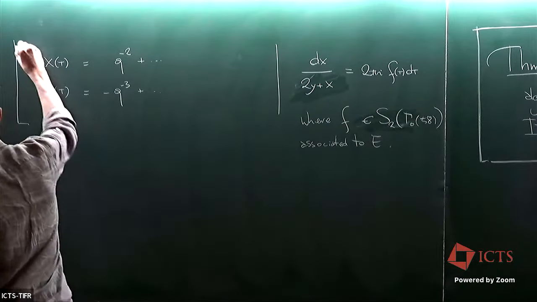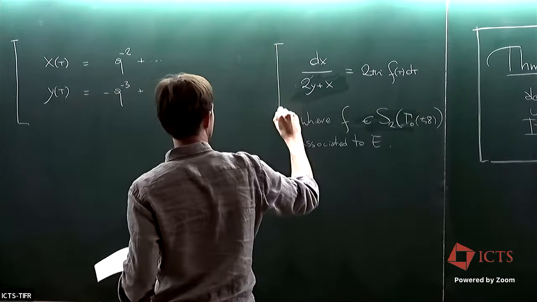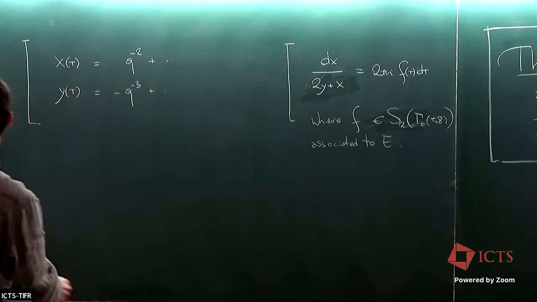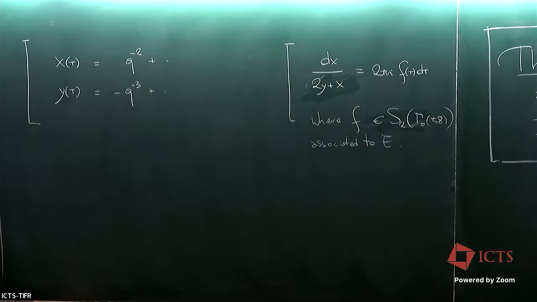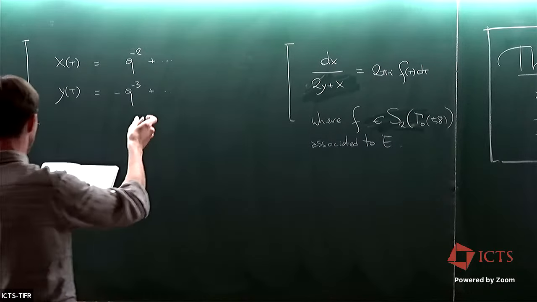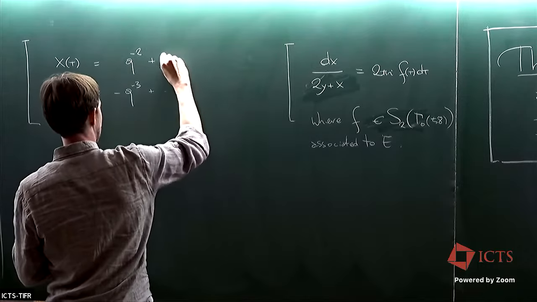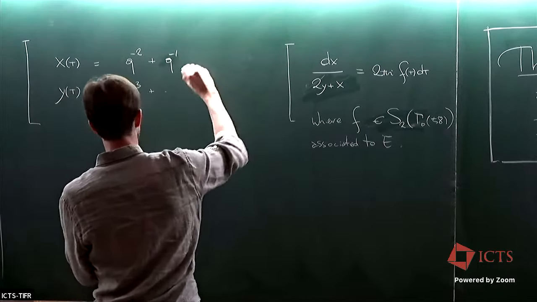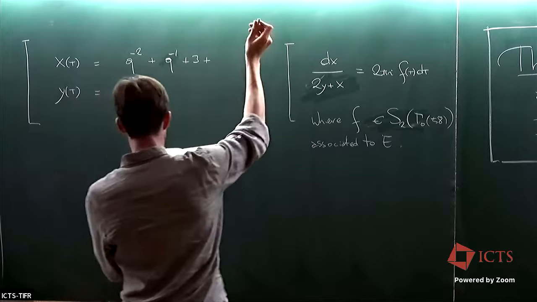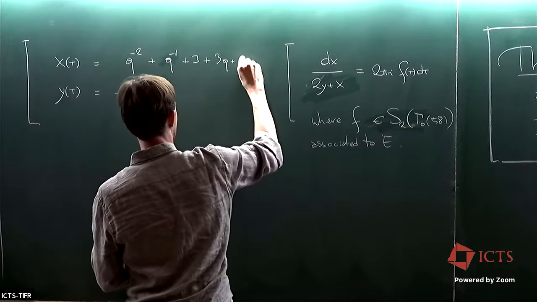And in fact, you can solve this recursively to your heart's content. These two need to be satisfied together with this equation. If I plug this in here, I can determine every next term up to any precision that I like, one by one. So this is what I did for you, and I get the following. Plus q inverse plus 3 plus 3q plus dot dot dot.